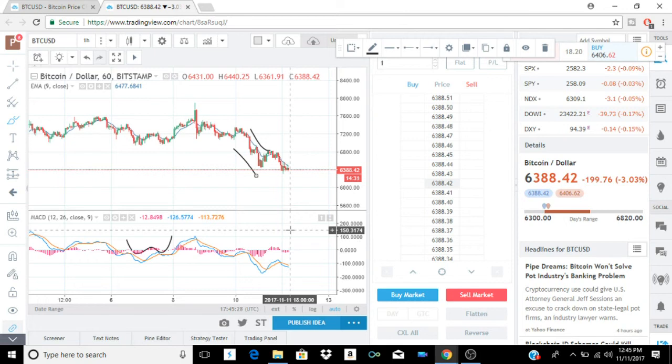MACD is good for identifying movements, just general trends. It's not something where, oh, Bitcoin will reach this price within 3 months. That's not really how MACD works. It helps you identify trends.